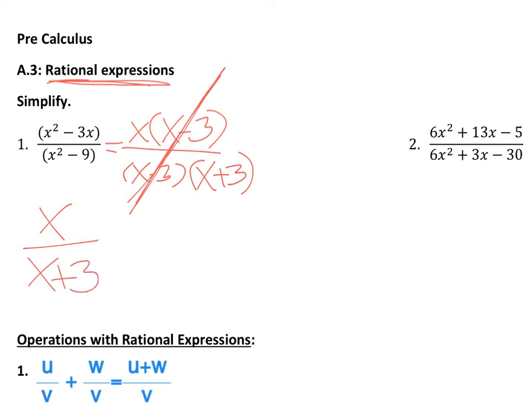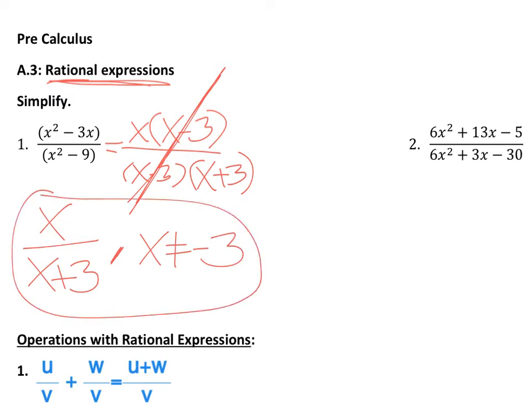And that's my answer. I can't cancel the x's out because the bottom x is with that entire quantity, x plus 3. The only thing I'm going to put down here is a little restriction. I'm just going to put that x cannot equal negative 3 because that would give us 0 in the denominator. So this is my answer.